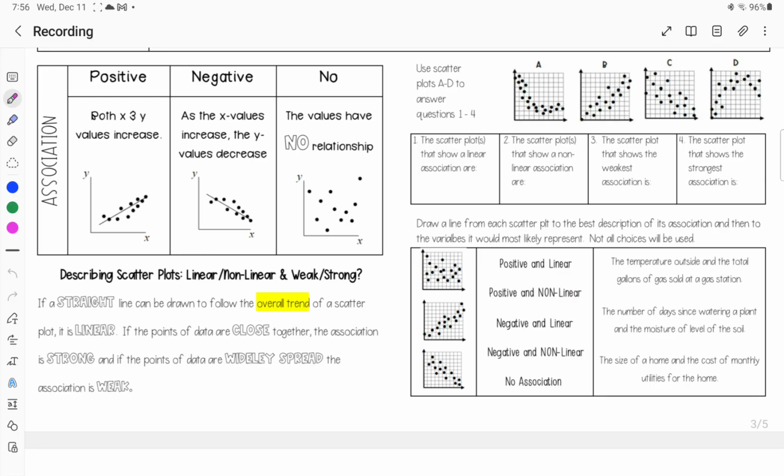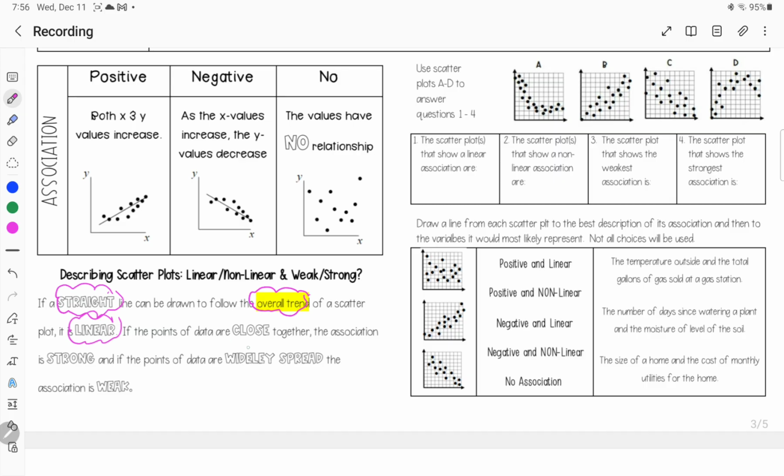We're going to describe a scatter plot as linear, meaning you know what linear is. Linear means that it's a line, and nonlinear means that it is not a straight line. Sometimes they're nonlinear, sometimes there's zero correlation or zero association. Linear in general means you could draw a straight line to show the pattern. Sometimes you can still see a pattern, it's just not linear. So if a straight line can be drawn to follow the overall trend, it doesn't have to follow every single dot, but if it can follow overall what the scatter plot is doing, then it's going to be linear.